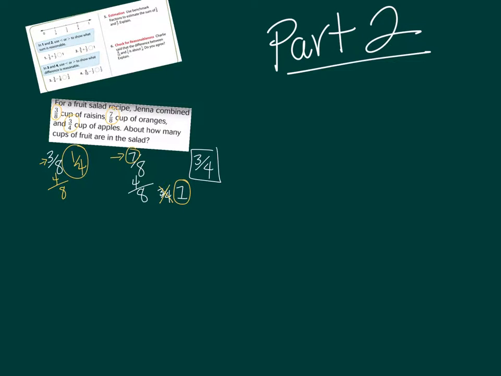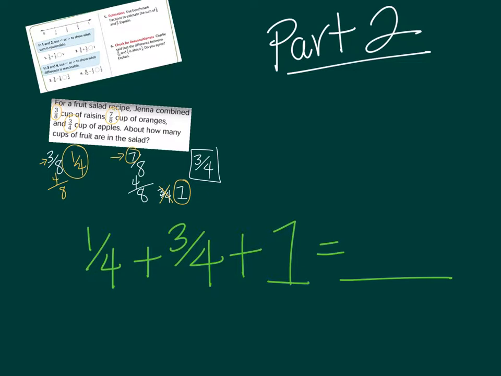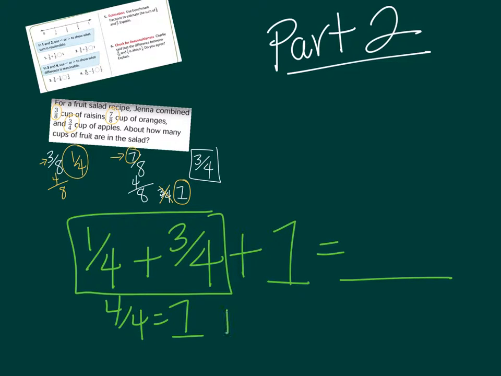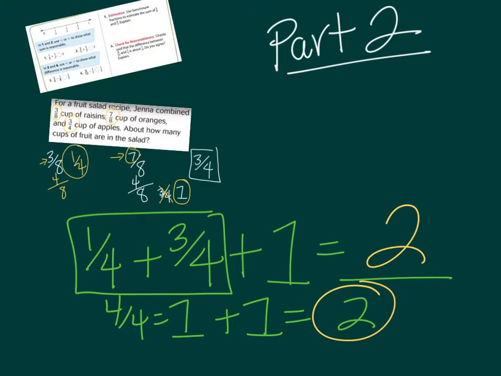So let's see, let's add those together. We have 1/4 plus 3/4 plus 1 whole. What would that give us? Well, 3/4 and 1/4 equals 4/4, and 4/4 equals a whole. So what is 1 plus 1? Equals 2. So my answer for 1/4 plus 3/4 plus 1 equals 2. So 3/8, 3/4, and 7/8 equal about 2.